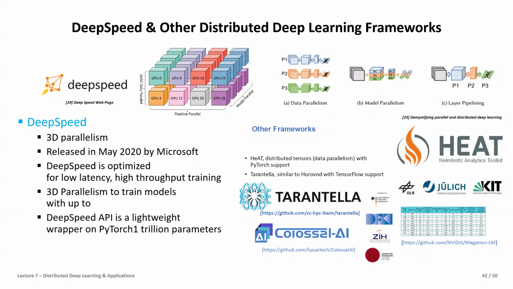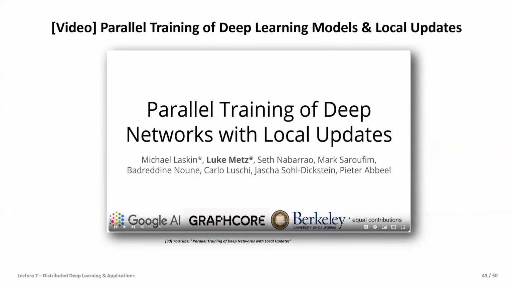Then other frameworks exist like Heat. There's a Ray seminar if you're interested on YouTube, Tarantella, Colossal AI. So many people work on this problem of distributed deep learning requirements. And to give you a reference to some elements which happen also at Google AI, there's another concept you maybe want to look at, which is local updates. I leave you this video. It comes back to the idea of data parallel training and reviews the concepts, so it's quite interesting for you to look at.